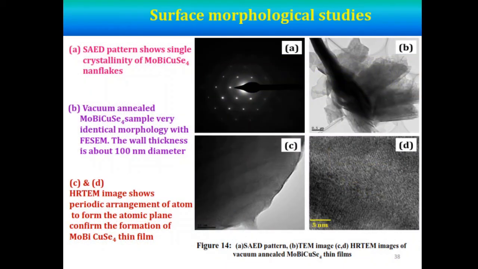Now, this surface morphological study shows the SAED pattern shows single crystallinity of MoBiCuSe4 nanoflakes. Figure B shows the vacuum annealed MoBiCuSe4 sample, with very identical morphology in FESEM. The wall thickness is about 100 nanometer. C and D HRTEM images show periodic arrangement of atoms forming the atomic plane, confirming the formation of MoBiCuSe4 thin films.